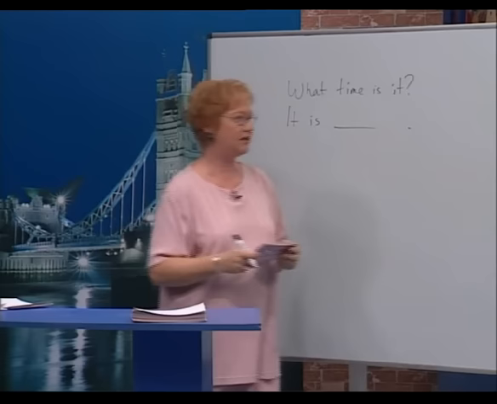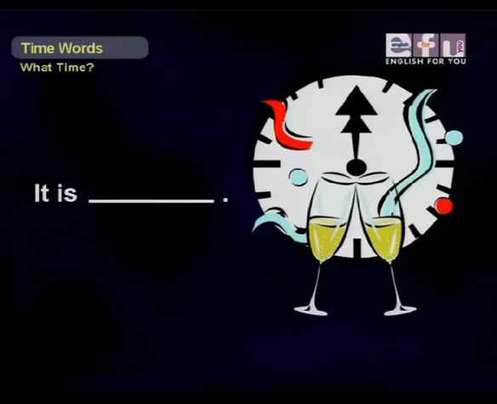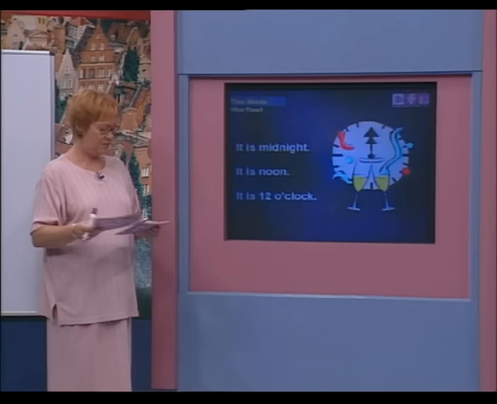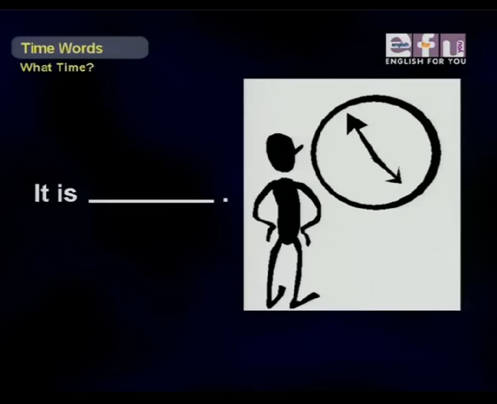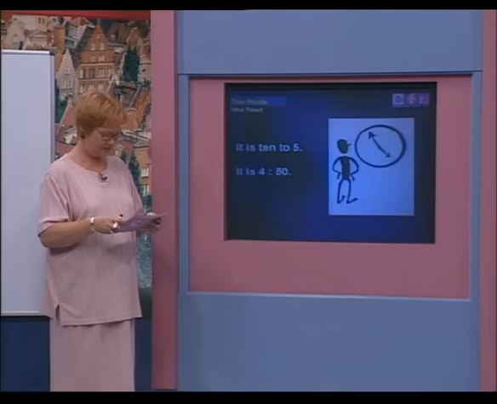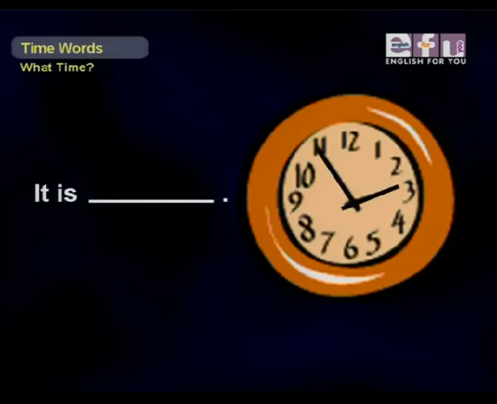So now we're going to practice with our assistants. We'll start with Ali. So, Ali, what time is it? I want you to say the time all the ways that you can. It's midnight. It's noon. It's 12 o'clock. Good job. Now, Isabel. It is 10 to 5. And another one? It's 4:50. Good.